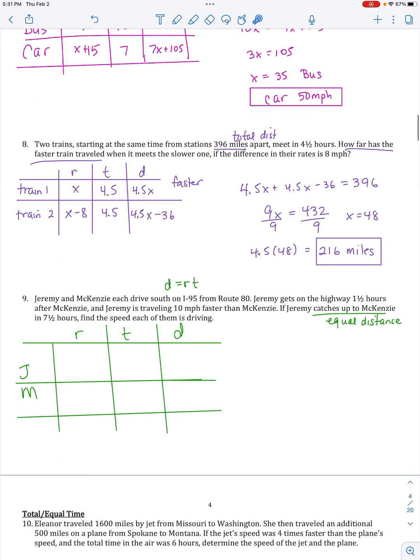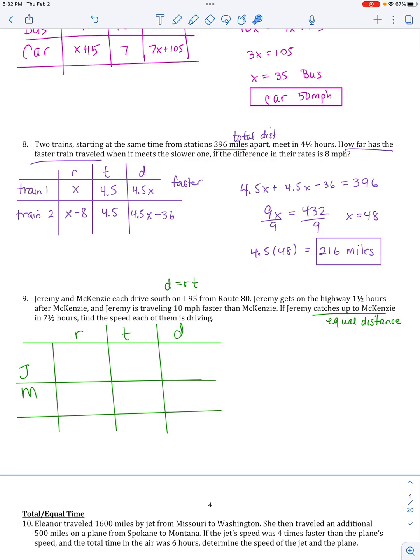Number 8, two trains starting at the same time from stations that are 396 miles apart meet in 4.5 hours. How far has the faster train traveled when it meets the slower one? So since they're 396 miles apart and then they're meeting, you're doing a total distance. So I set up the rates again, X and X minus 8, because one's slower. The slower one has a slower rate.